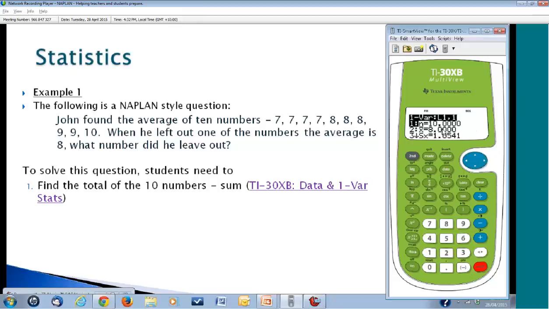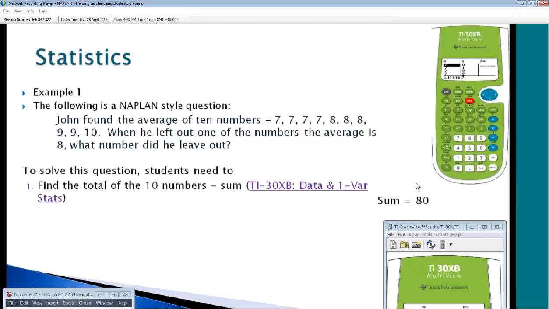Now the reason why I'm doing this, I can check that I have my 10 numbers in there, but also if I go down, the sum is 80. So the sum of those numbers there, one way of getting it is to use the table feature of the calculator. Another way of getting it is just the traditional way of 7 plus 7 plus 7, or 7 times 4 plus 8 times 3 plus 9 times 2, etc. So there's lots of different ways of doing this. I'm just looking at a particular feature of the calculator. So with my 10 numbers, I had a sum of 80.